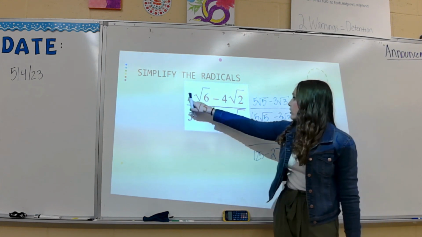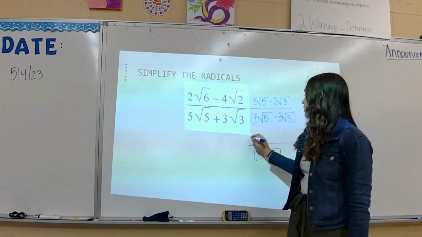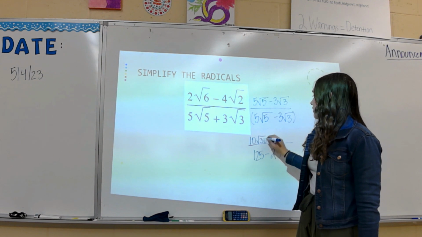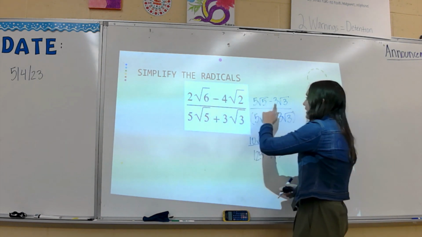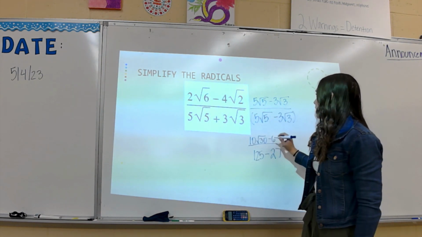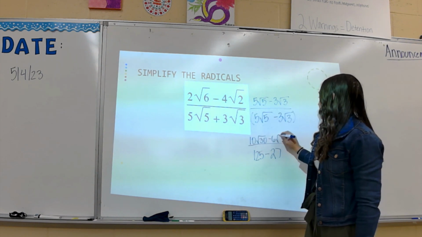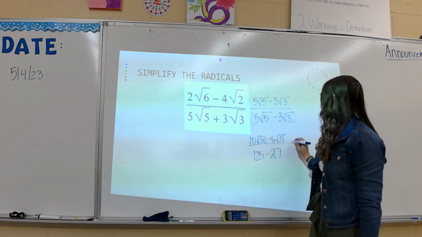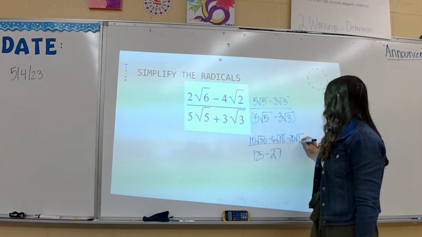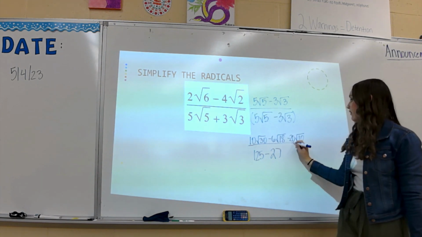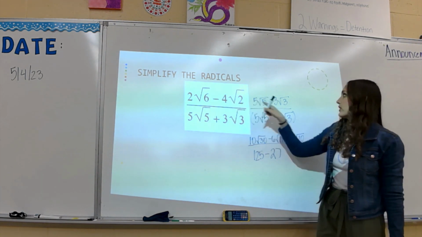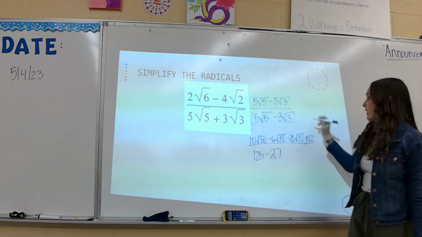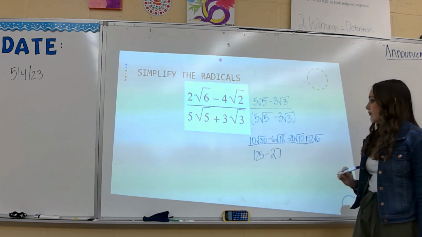Over, we FOIL. 2 times 5 is 10. 6 times that 5 gives me square root of 30. 2 times that negative 3 gives me negative 6. 6 times 3 is 18. Now negative 4 times the 5 gives me negative 20. Square root of 10 from that 2 times that 5. And finally, negative 4 times negative 3 is 12. 2 times the 3 is square root of 6.